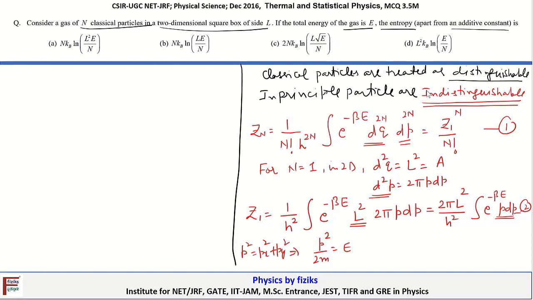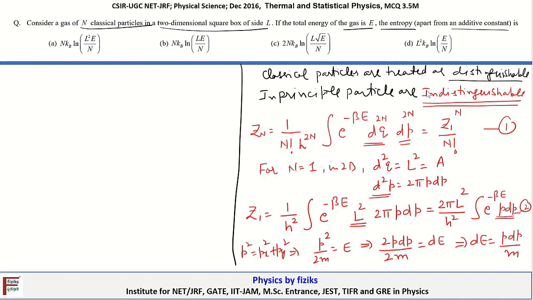Okay, so p square by 2m, that is equal to E. So this implies 2p dp divided by 2m, that is equal to dE. Okay, which further indicates that dE is equal to P dP by m.